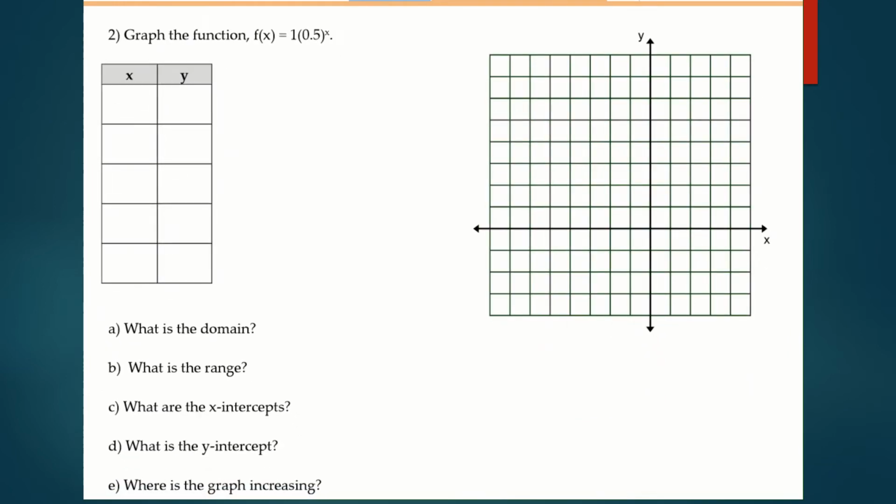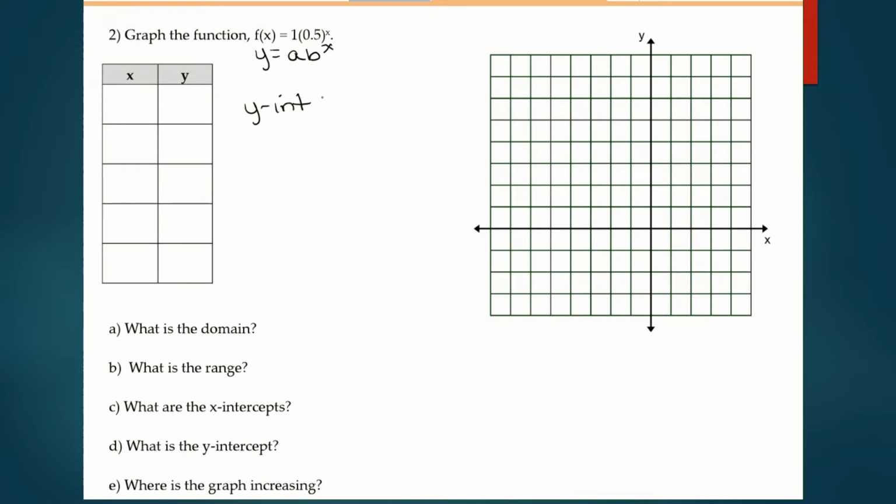Okay, so let's graph this function now. The first thing, if we can identify a, that'll help us with starting out our table. So I'm just going to write the general form underneath for a second so I can pinpoint what represents a and what represents b. So a looks to be 1, b looks to be 0.5. That's our growth or decay factor. With our a value of 1, that means we have a y-intercept at 1, or as a point, it's (0, 1). Right in the middle here, (0, 1).